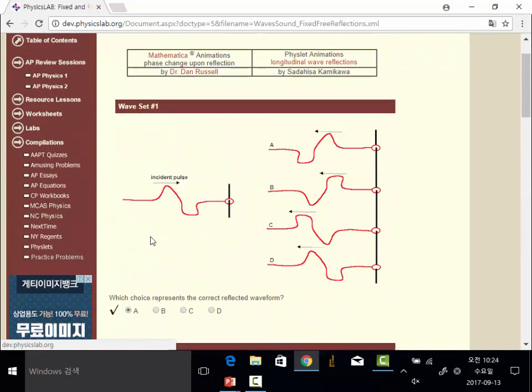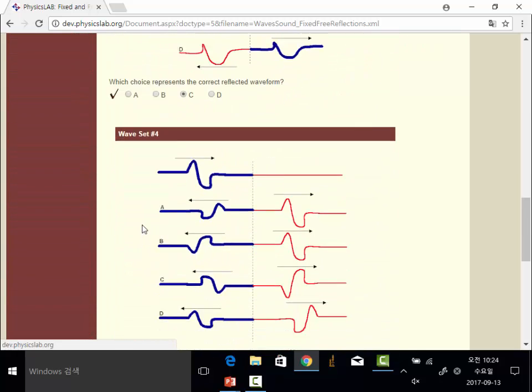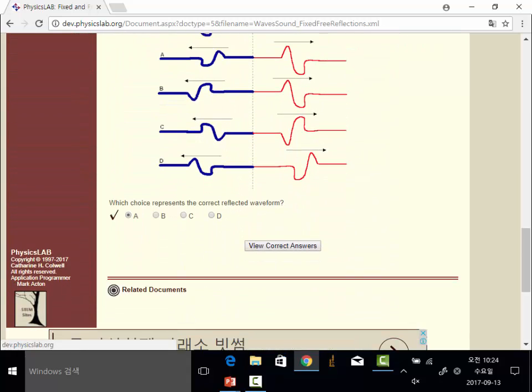Oh, good. One A, B, C, and A. Good, great. So you get the idea about the reflection and the transmission, right? Depending on the mechanical impedance. We'll continue from here next Friday.